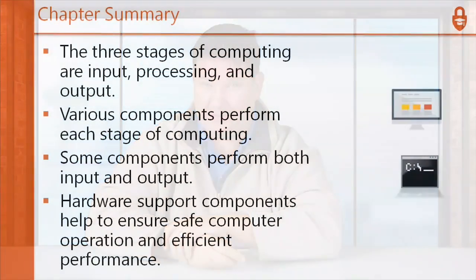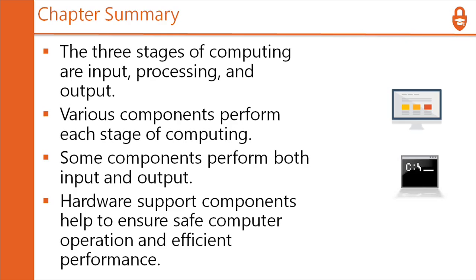So chapter summary here, the 3 stages of computing are input, processing, and output. We have various components that perform each stage of computing, and we have some components that perform both input and output, like memory chips and things of that nature, a hard drive, read and write. And today we have solid state drives where they're not really spinning disk platters, which we'll talk about later, but they're actually just memory locations, but the memory locations will persist even without power. So they write in such a way that they'll remember when the power is not applied.